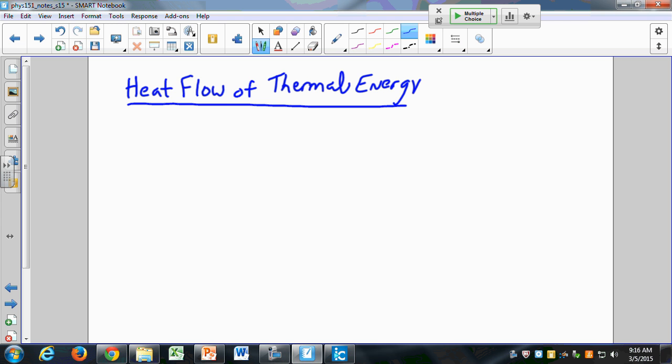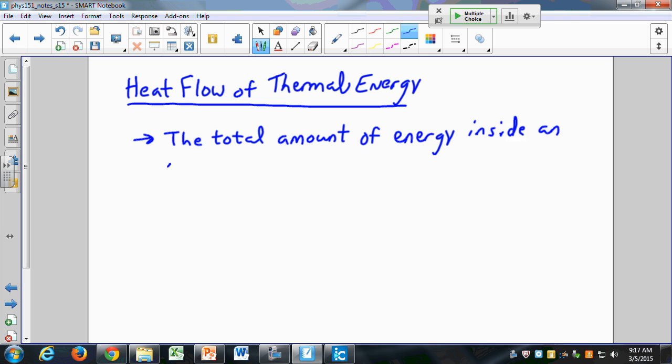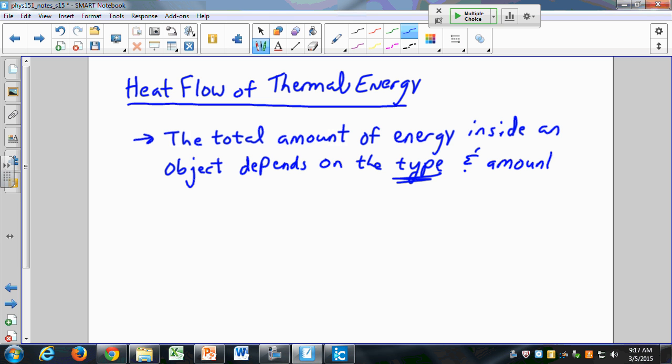Let's see. So heat flow of thermal energy. Okay, well, first thing, we just want to make a couple of statements about thermal energy in substances. The total amount of energy inside an object depends on the type and the amount of material. The type of material and the amount of the material.